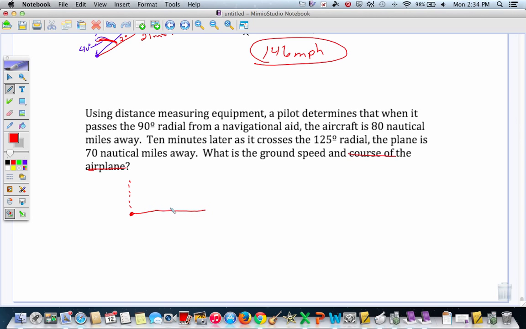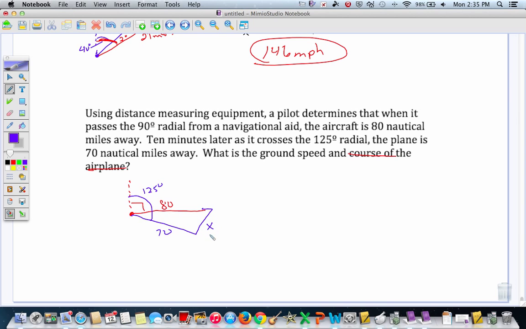So from our navigational aid, we're from a north line in a clockwise direction. 90-degree radial would be straight out. When it crosses that, this is 90 degrees and make it a right angle, it is 80 miles away. 10 minutes later, it crosses a 125-degree radial, so I come past that. 125 degrees will be out in here. So the entire angle there is 125 degrees. It's now 70 miles away.